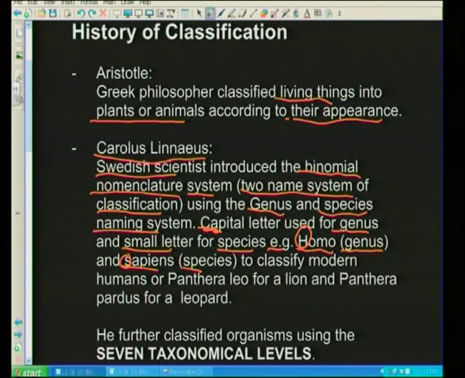He used this to classify modern humans as well, or he used it to classify the lion into Panthera leo and Panthera pardus for a leopard. We can see the words Panthera leo and Panthera pardus, and the common word in both these species is Panthera, which is the genus, meaning that the leopard and the lion have features that are common. Therefore, they belong to the same genus, and that is Panthera.